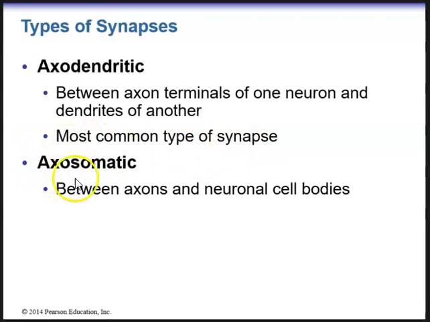And then you have axosomatic synapses. This is when you have the connection between two neurons, so the synapse is on the actual cell body. Okay, so the presynaptic neuron will send its signal along the axon, and the terminal bouton will end on the neuronal cell body of the postsynaptic neuron. Okay, so two types of synapses, basically one either from axon to dendrite, the second one from axon to soma or cell body.